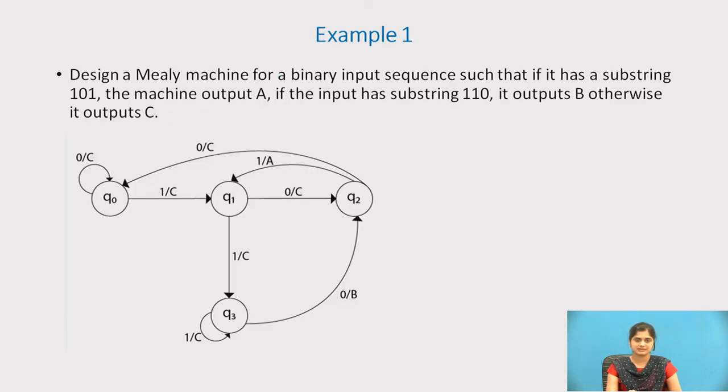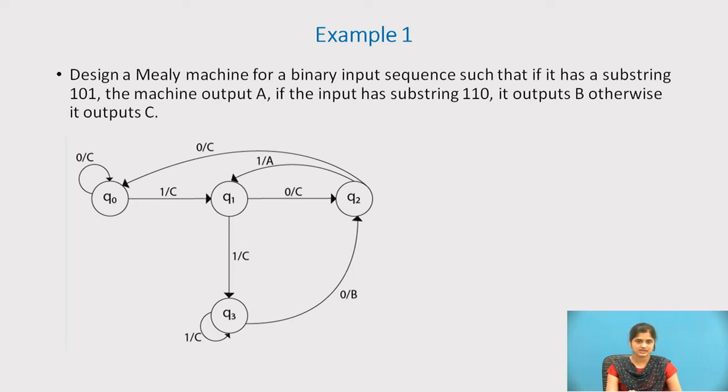Now first example, design a Mealy machine for a binary input sequence such that if it has a substring 101, the output will be A. If the input string is 110, the output will be B, and for rest all the combinations, the output will be C. So here we have designed the Mealy machine with 4 states Q0, Q1, Q2 and Q3.